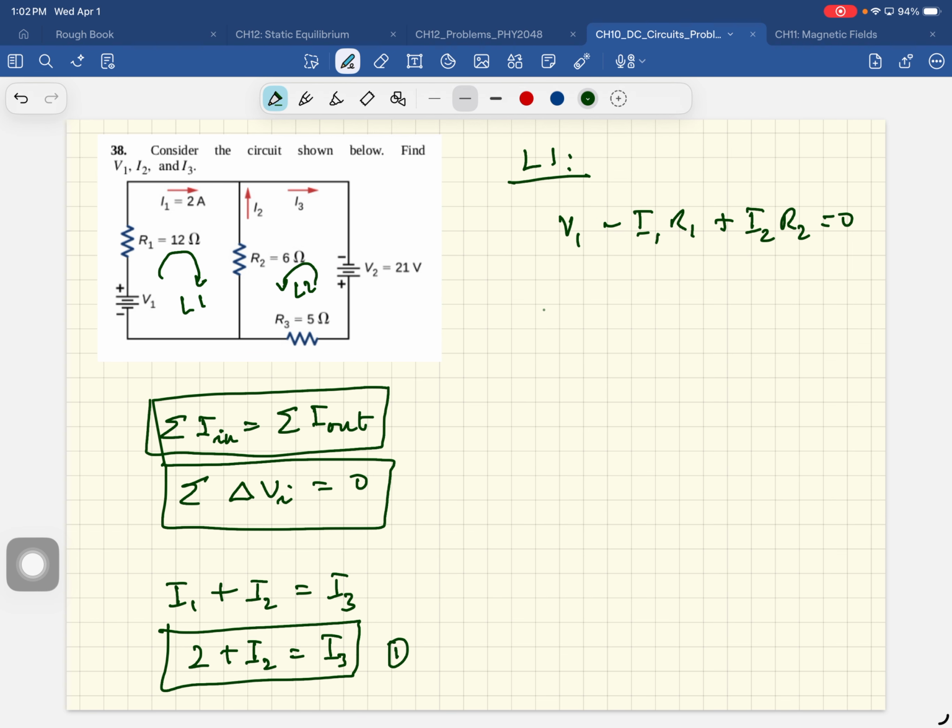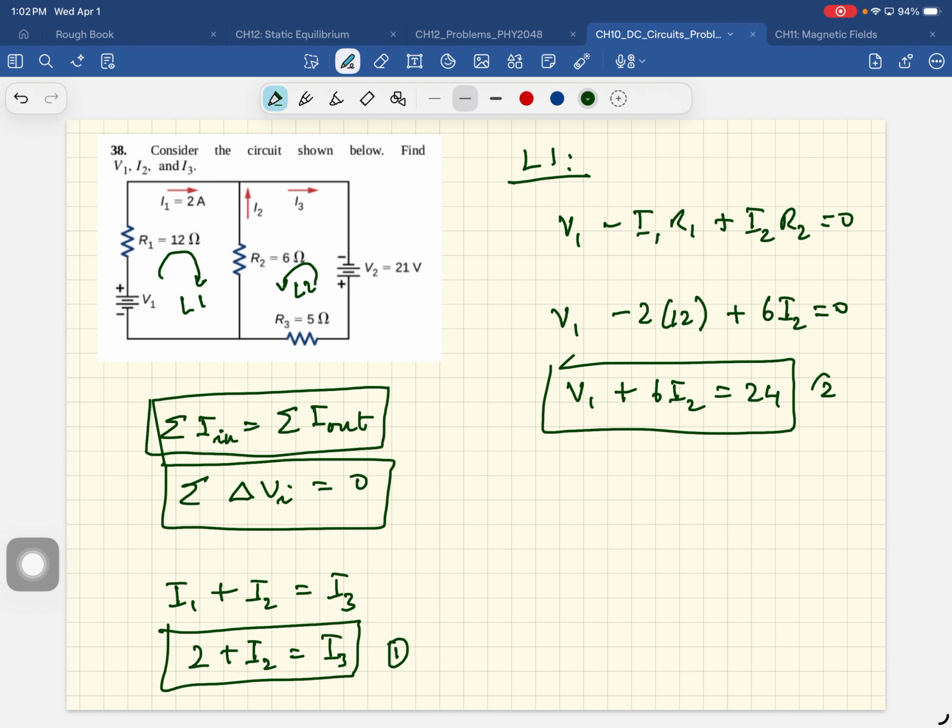All right, so V1, I1 is 2 amps, R1 is 12, so 2 times 12 is 24, plus R2 is 6 ohms, and I2. Notice I'm not writing units because it just gets messy. So it's V1 plus 6 I2 is equal to 24. So here's your second equation.